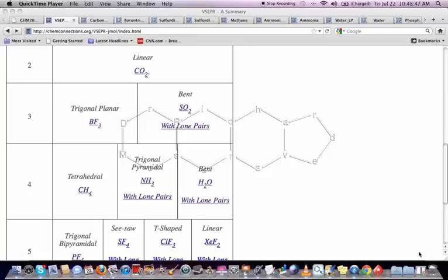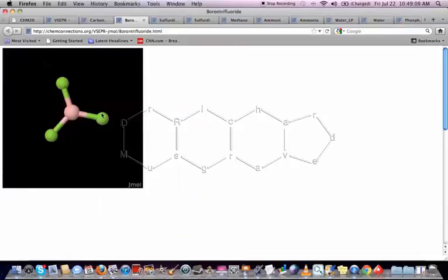Back to my original introduction of VSEPR, what I had said was that there are two things that can take up space around a central atom. Those are atoms and non-bonding electron pairs. So what I want to do now is show you an example of some of those that involve non-bonding electron pairs.